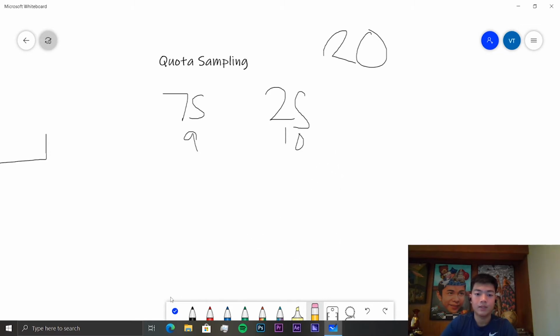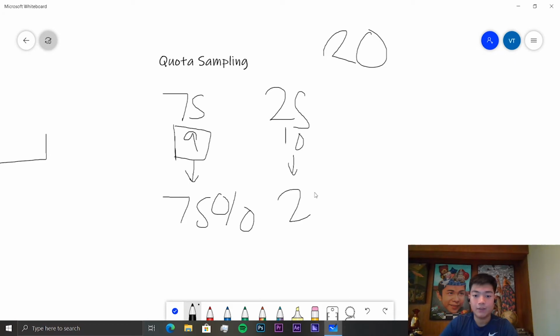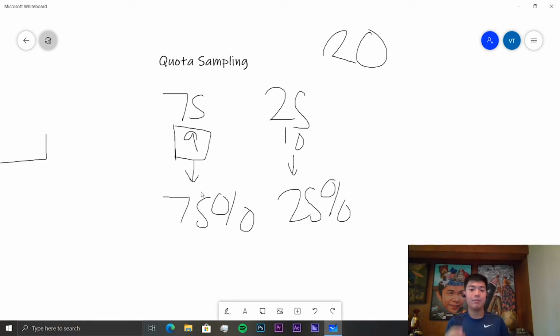So if there were 75 from 9th grade and 25 from 10th grade, then this means that we would want 75% of the sample to be 9th graders and only 25% to be 10th graders. So that's the difference. In quota sampling, we're making sure that the sample has proportionate characteristics to the real population.